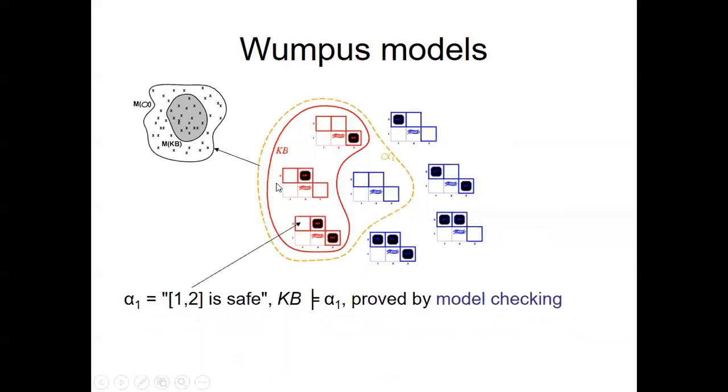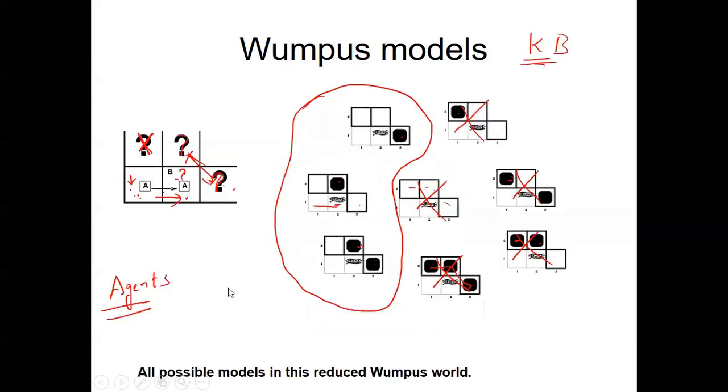Okay. Now let us assume some alpha. This is the alpha we are taking. What is that alpha? It is a statement. This alpha 1 is the statement, and it says that 1, 2 is safe. Now go to our original diagram.